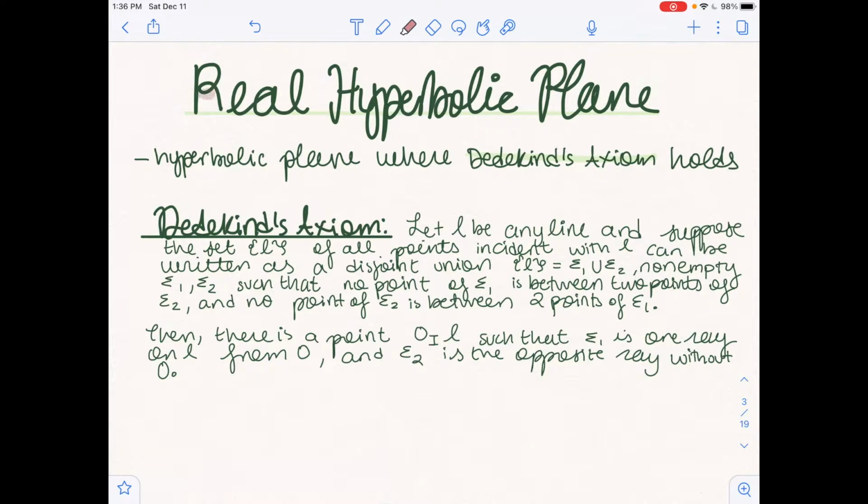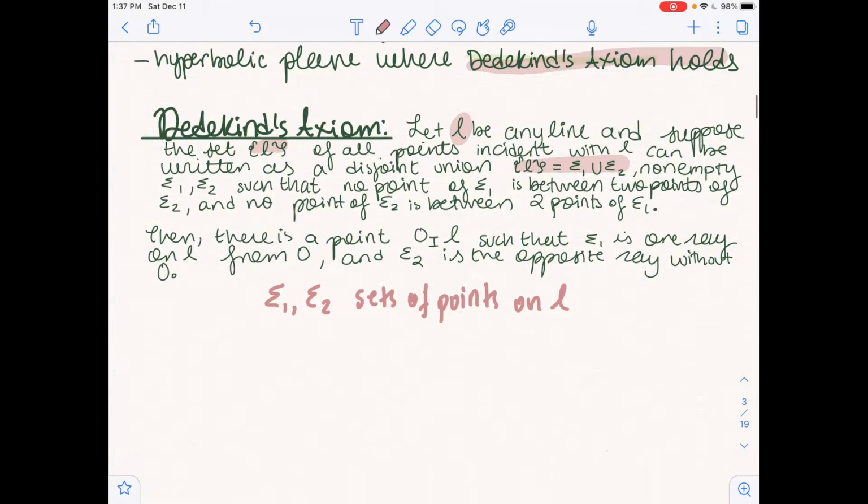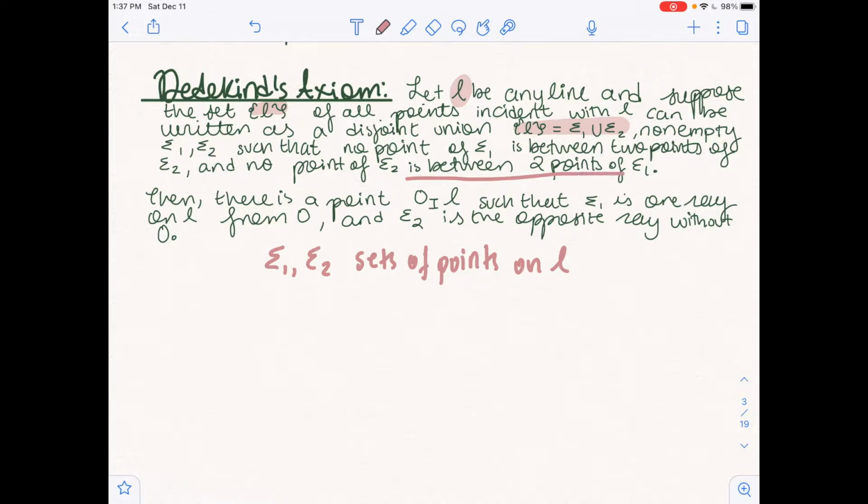A real hyperbolic plane is one where Dedekind's axiom is also satisfied. That is, for any line L, the set of all points incident with L can be written as a disjoint union of Σ1 and Σ2, which are non-empty sets of points on L such that no point of Σ1 is between two points of Σ2, and no point of Σ2 is between two points of Σ1. Then there is a point O incident with L such that Σ1 is one ray on L from O, and Σ2 is the opposite ray without O.